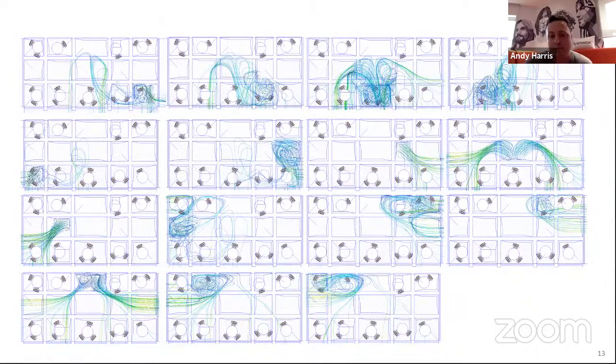So this shows the air problem that we had. Each of these images is a snapshot of the air coming out of each of those chimneys. So for example, in the top left image, we're looking at the air coming out of that bottom right chimney.